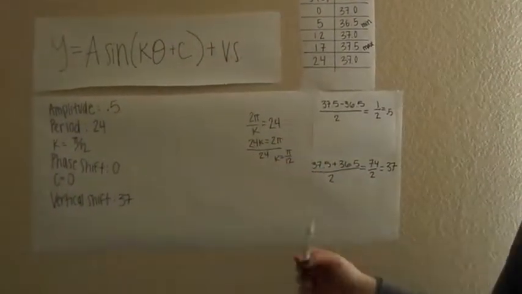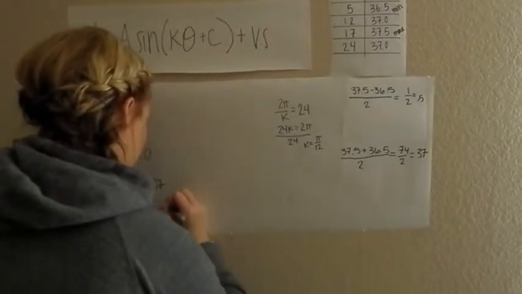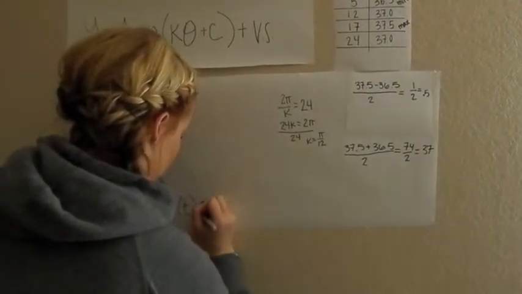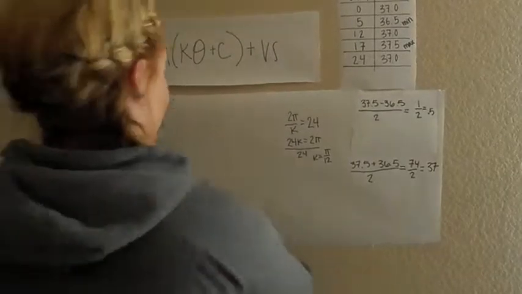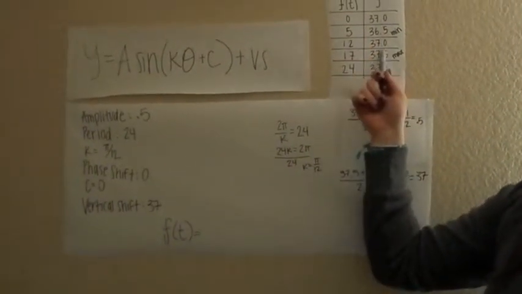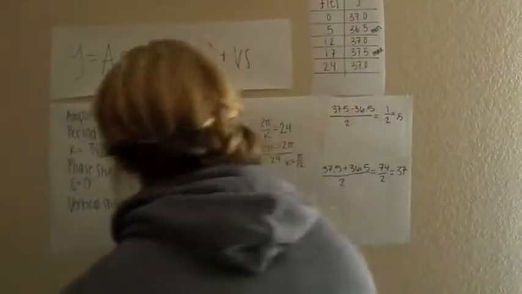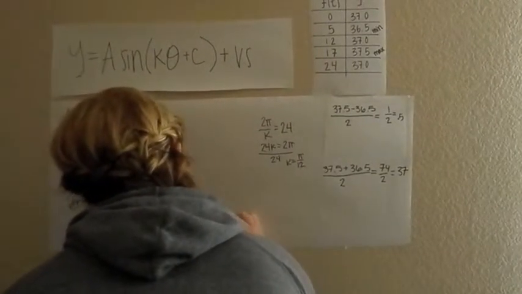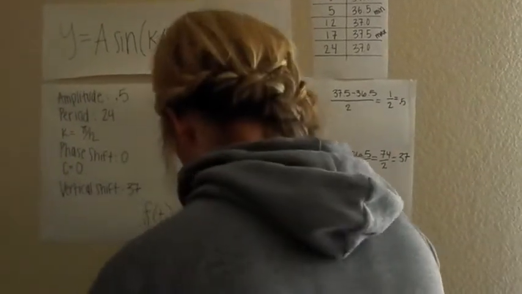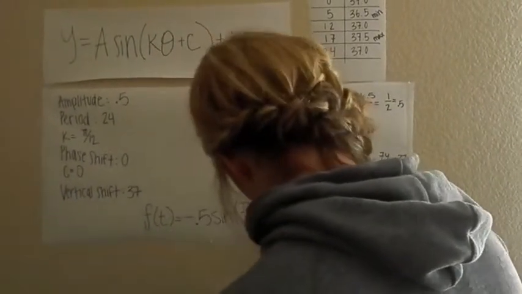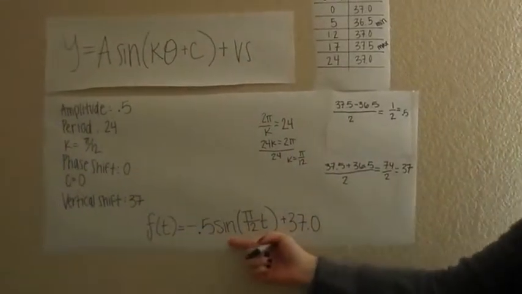Now that we have all of our information gathered, we can plug everything into the sine function. Oh wait, and since it begins to decrease first, it shows that it flips over the y-axis, so it's going to begin with a negative. So here is our final sine function.